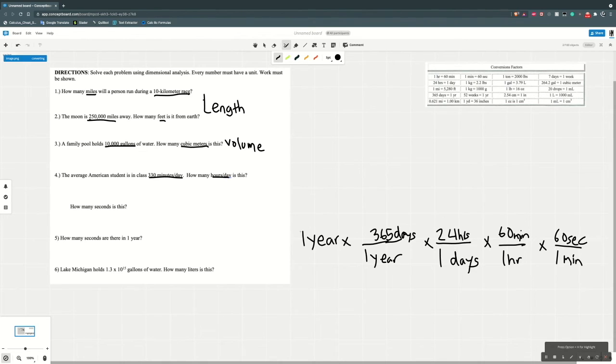Let's see if all the units canceled out. Otherwise, we're gonna have to fix something. So year cancel out. Days, hours, hour, and minutes. That's good. We're left with seconds, and it's exactly what the question's asking for. If we do the math for this, that would be 31,557,600 seconds. So we'll just put commas for us to see this. So quite a lot of seconds in 1 year.